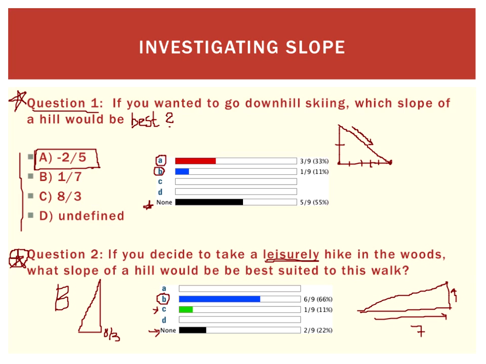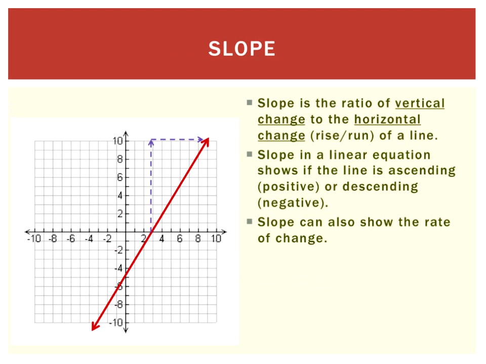That means for every 8 units I go up, I would be going 3 units. That might not be so leisurely, and we'll talk later about what undefined means. But yeah, a leisurely walk is probably going to be this more gentler slope of 1/7. So this is just an overview of slope in a more conceptual way. Let's take a look at it in more of a mathematical way then.